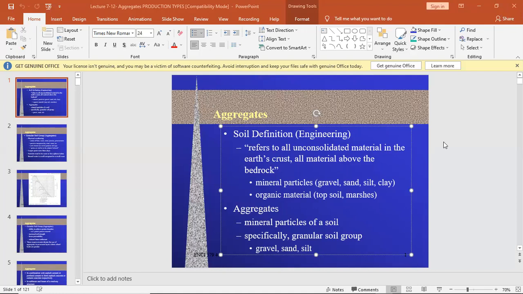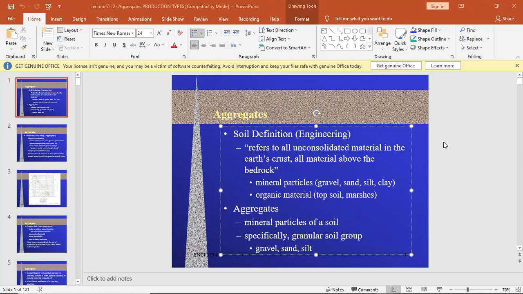Today we'll start a new topic, and the topic is about aggregate. As introduction, I have told you that aggregate forms a major portion of highway road construction, be it hot mix asphalt or be it rigid concrete. In hot mix asphalt, we use around 95 to 96% aggregate in a mix, while in cement concrete, it may be around 80 to 85% of its contribution.